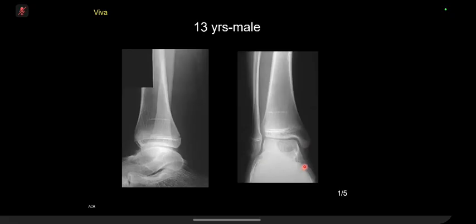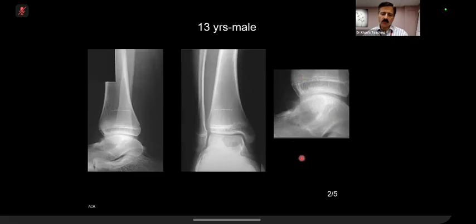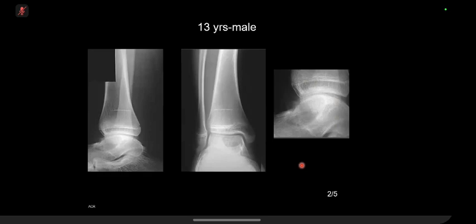So it's an AP and lateral plain X-ray of the ankle of a 13-year-old patient, which is demonstrating a lucent lesion in the dome of the talus on the medial aspect with a narrow zone of transition. There's no surrounding associated periosteal reaction.